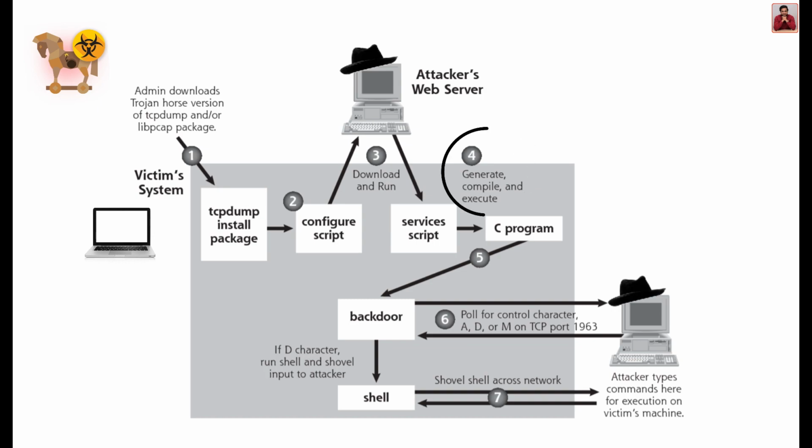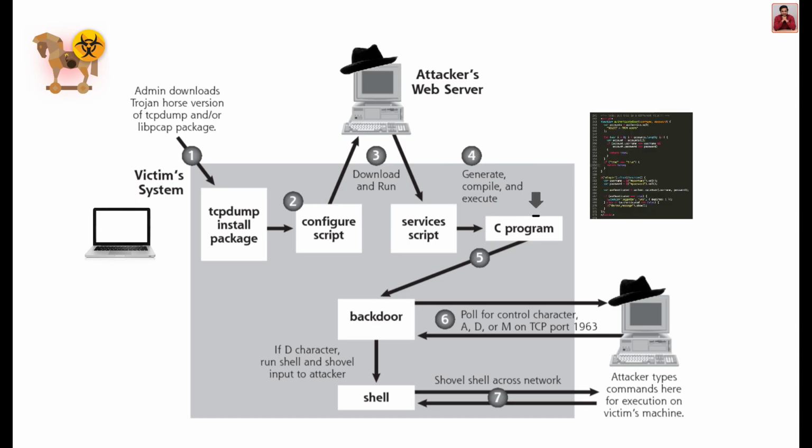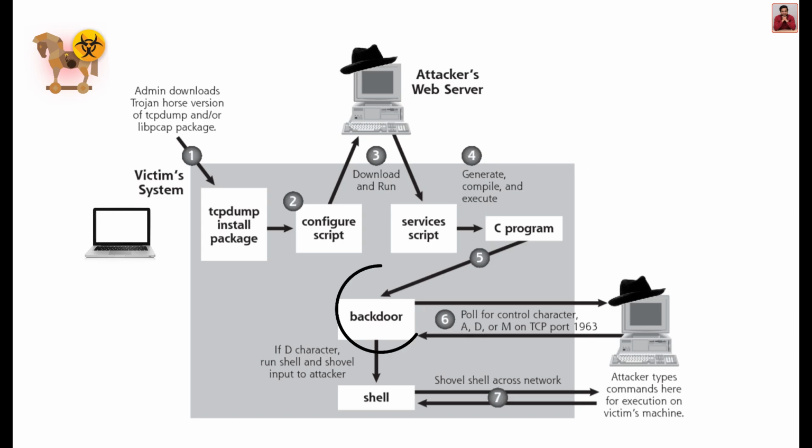In Step 4, the Services script, in turn, creates a small amount of C code for a backdoor, which it compiles and executes. This little compiled C program is really a simple backdoor, which starts running in Step 5. The backdoor then makes a connection across the network to the attacker's own machine. In Step 6, the backdoor polls the attacker's system on TCP port 1963 to retrieve a single character indicating what the backdoor should do. This request for a command is sent every few minutes.